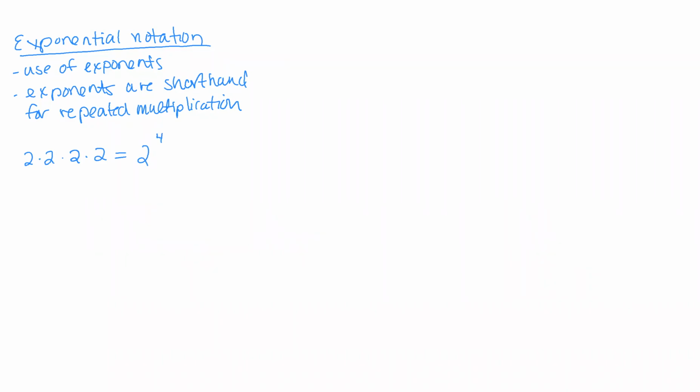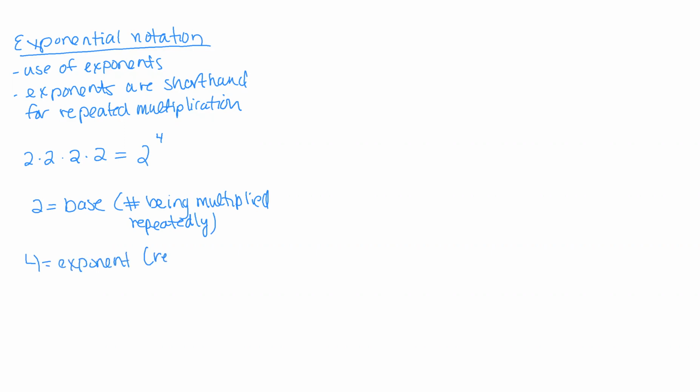So in this particular case, 2 is what we call the base, or the number being multiplied repeatedly. And the 4 is the exponent. And this represents the number of times the base is multiplied.